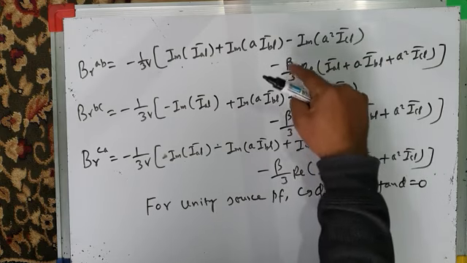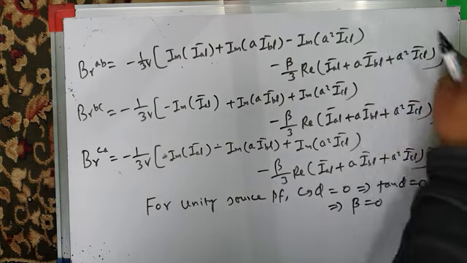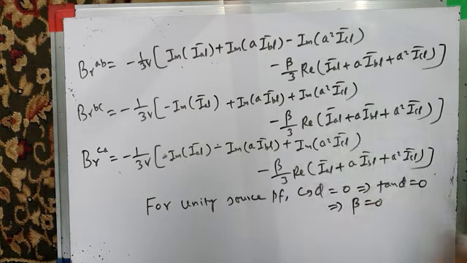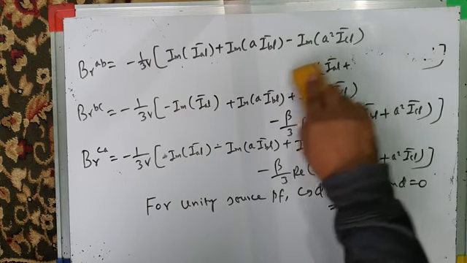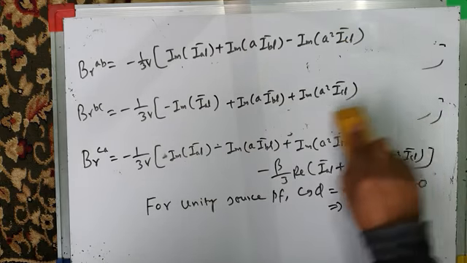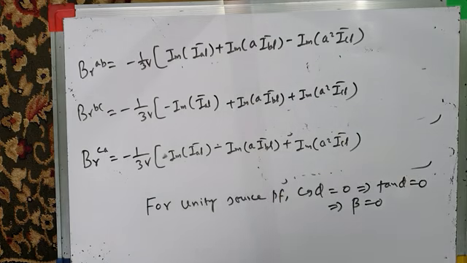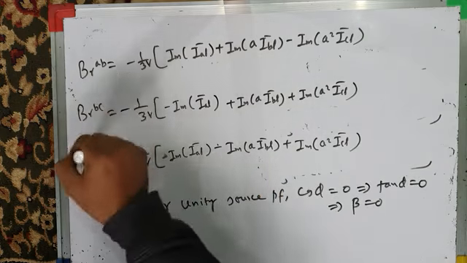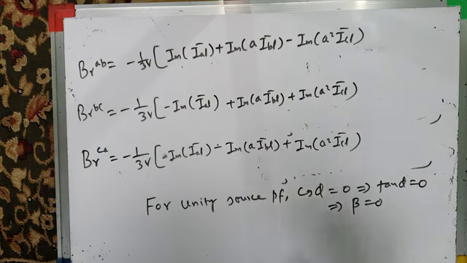So beta is equal to 0 here, so this term will be completely cancelled, this will also cancel, this will also cancel. Therefore you will get these modified equations. Remove these beta terms in all three equations for unity power factor. So for unity power factor, your compensator susceptances will be given by these equations, since beta is zero, so the beta terms will go.